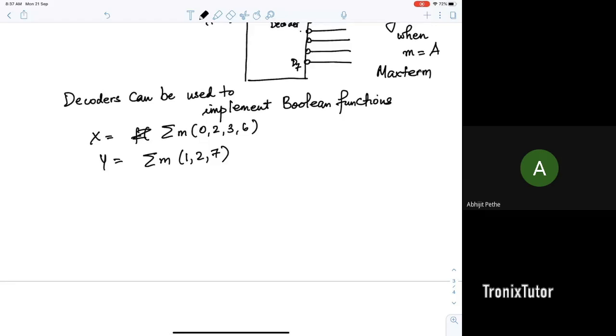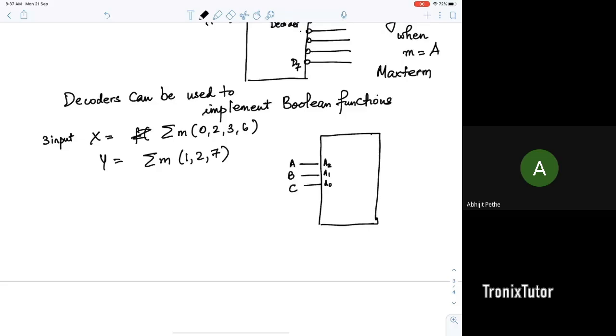So I can use an active high decoder, and suppose I assume these are 3-input functions. I'll take the 3 inputs, remember this is A2, A1, A0, and give ABC. Let's assume A is your MSB and C is your LSB. So they have been fed into the decoder. This is a 3-to-8 decoder, right? And so I have my D0, D1, D2, D3, 4, 5, 6, and 7. Now I want to implement 0, 2, 3, 6. So all I do is take 0, 2, 3, 6, pass them through an OR gate, and this is my function x.